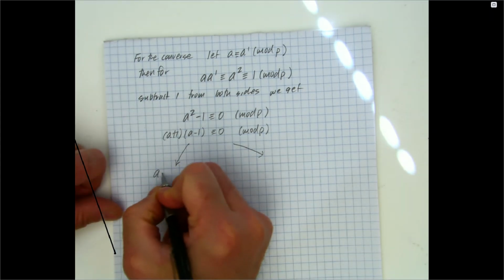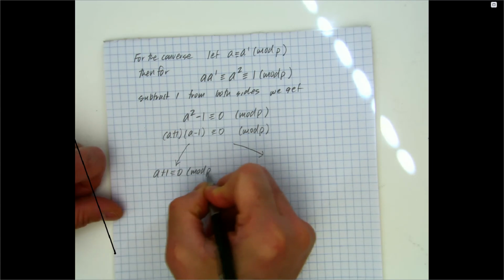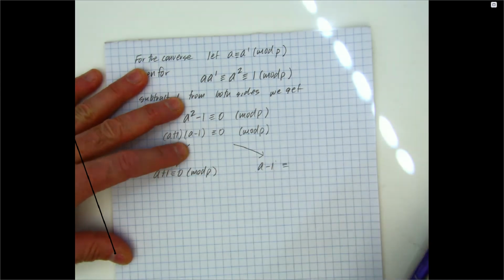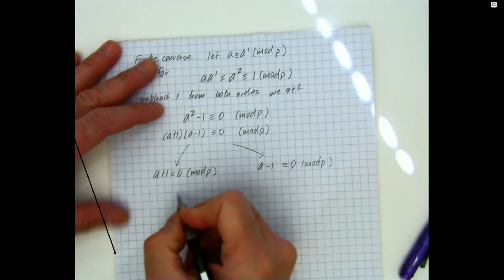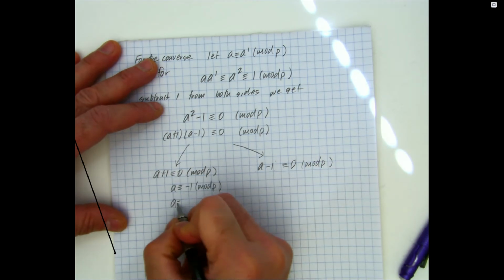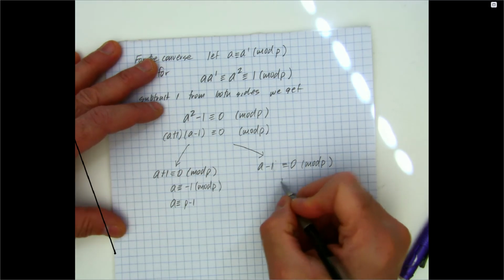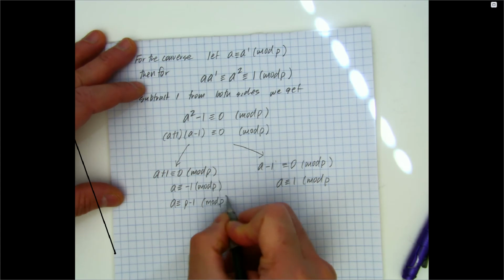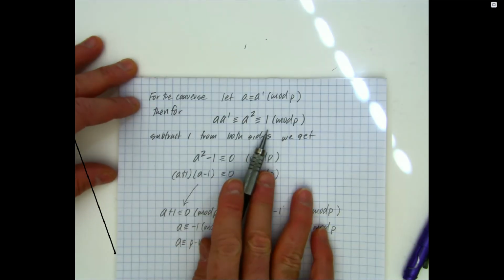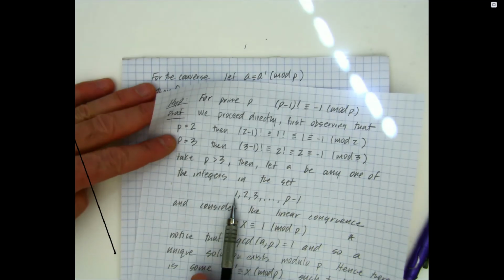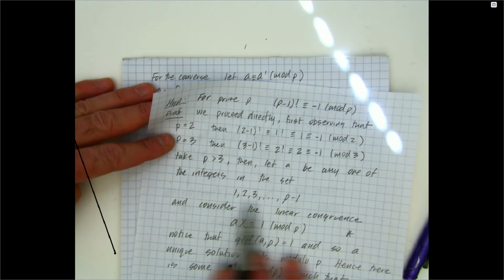So either A plus 1 is congruent to 0 mod P, or A minus 1 is congruent to 0 mod P, which implies here that A is congruent to negative 1 mod P, and if A is congruent to negative 1, A is congruent to P minus 1, and here we get A congruent to 1 mod P. So what we've just shown is if any number times itself is congruent to 1 mod P, then that number has to be one of these two numbers, 1 or P minus 1. So in a sense, these two on the end of the list are special because they're the ones that pair with themselves to solve this congruence, congruent to 1.